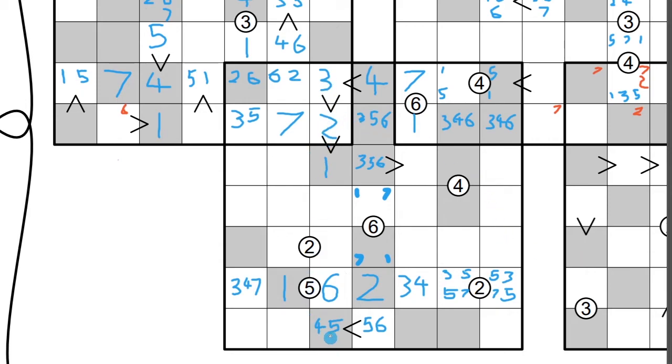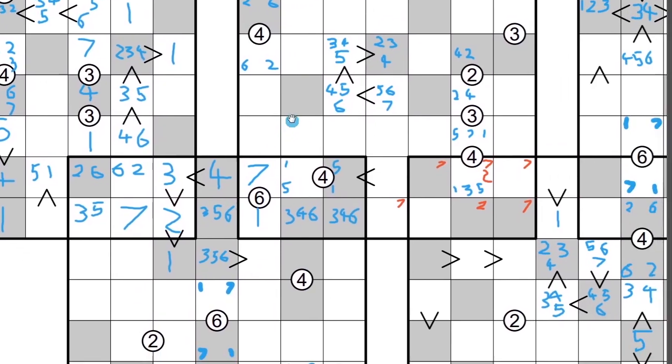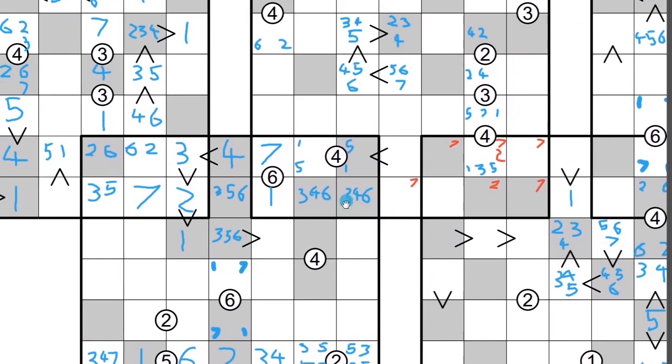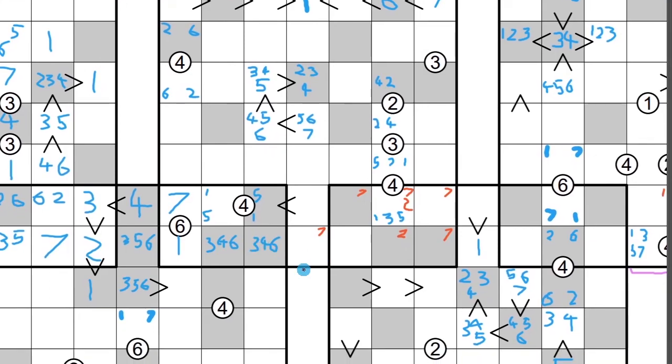One, two, three, four, five, seven, four, five, seven, four, five, seven. Where do they go? Where do they go? Since four is either there or there, that means not both three and six are here. So therefore, one of three or six is over here.